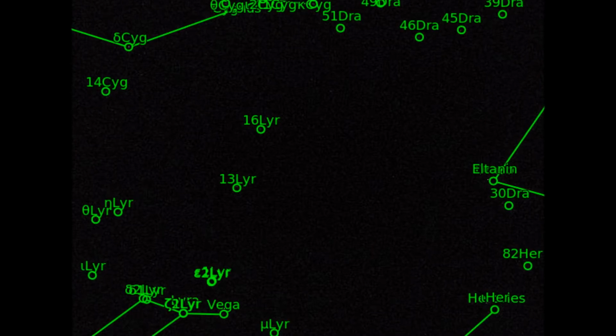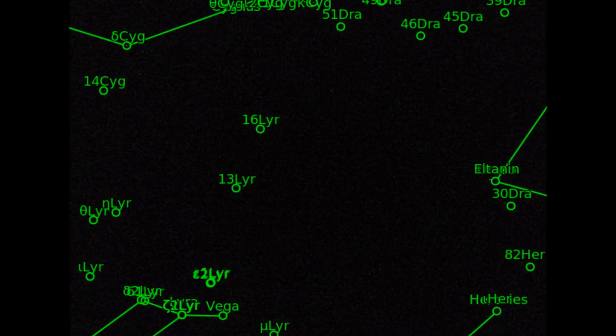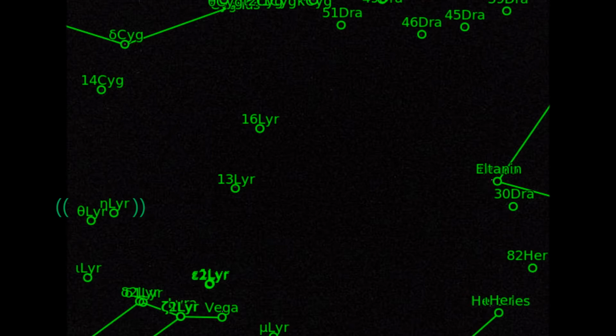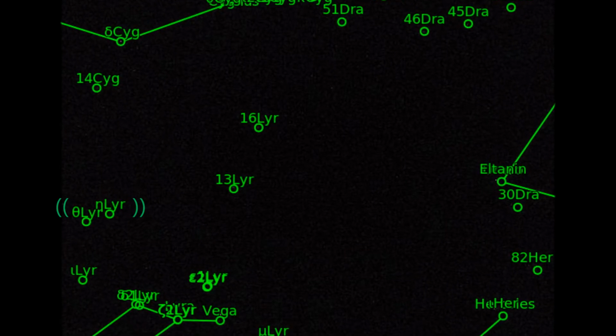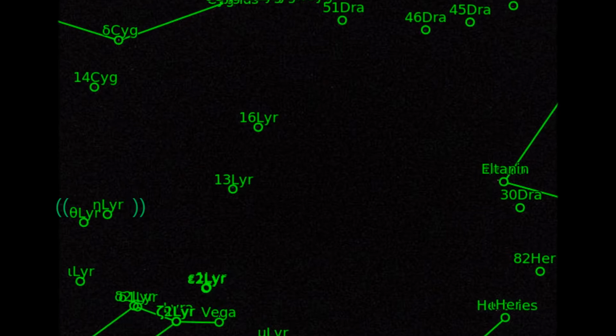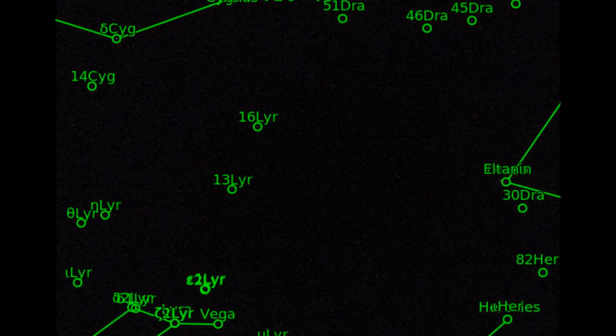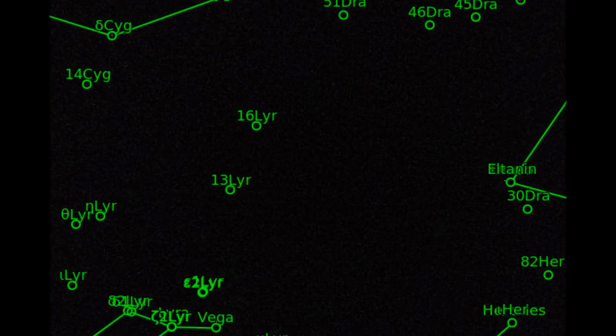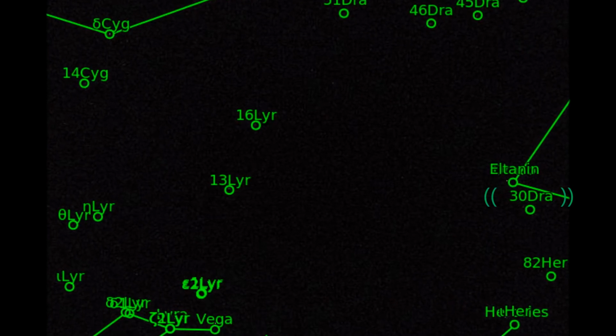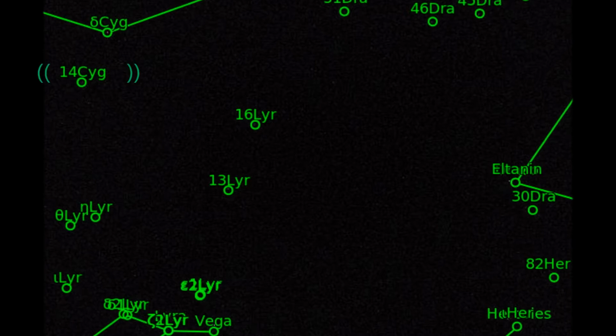Now we can see here on the left, θ Lyr and η Lyr. We're leaving the constellation of Lyra now, over to the center, 13 Lyr and 16 Lyr. Look at the bottom, we see the constellation of Hercules to the right, Draco constellation, Cygnus constellation coming up over top.